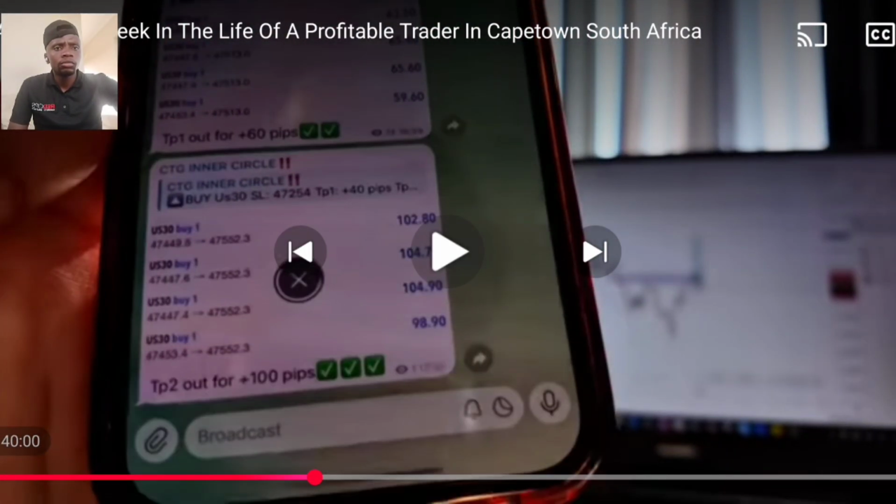So I'm not even stressing, actually. I'm not stressing at all. This is going to be a good trade. I'm just going to let the inner circle know right now that our first take profit has been hit. And we're heading forward to our second take profit for 100 pips. Then hopefully we're going to ride the trade up to the top. Our second take profit has been smashed.